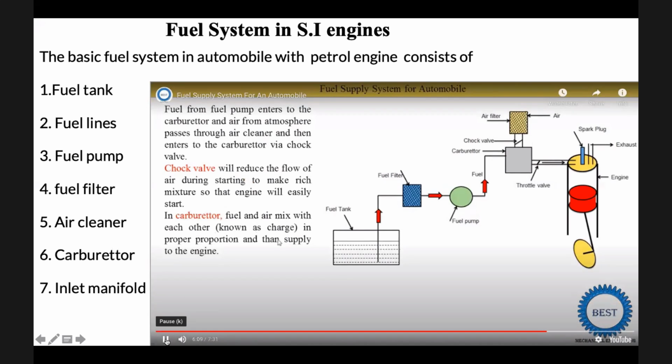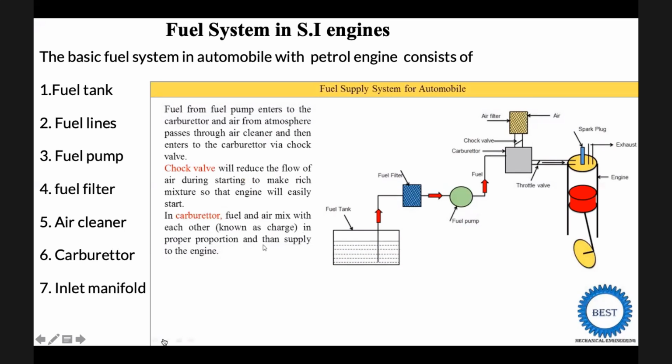In normal operating conditions, this choke valve is completely open so that the air can move inside the carburetor. Only when you need to provide a rich mixture during starting, sometimes you need to use the choke valve. At that time you close the choke valve to reduce the supply of air. Once the air supply is reduced but the fuel remains the same, we are providing a rich mixture in this way, in proper proportions, and then it is supplied to the engine.